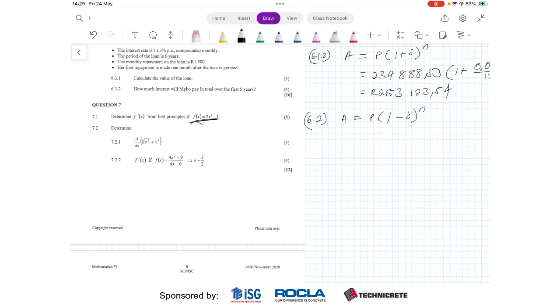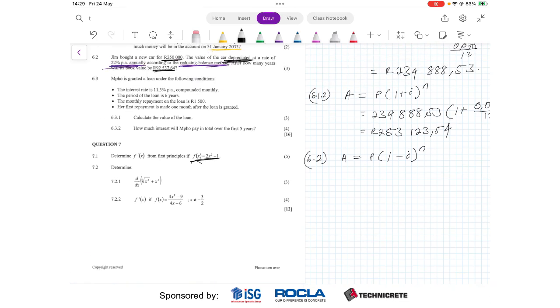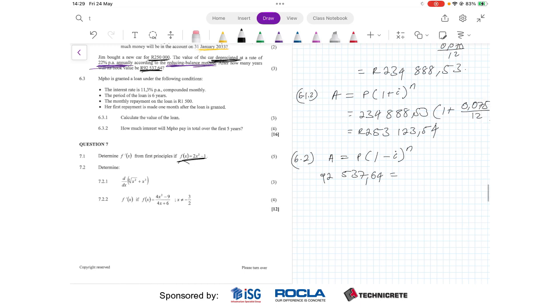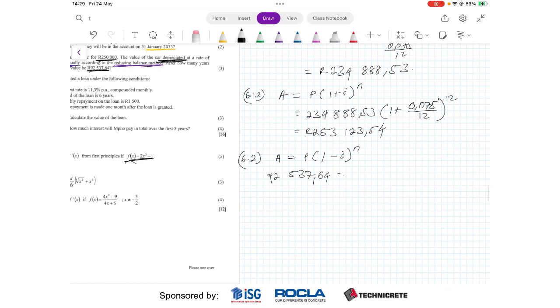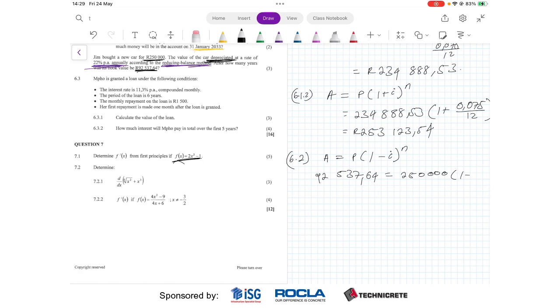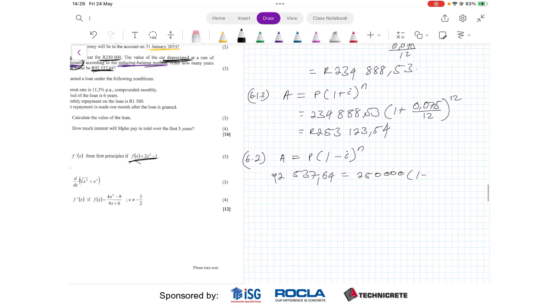So we know that at the end of the period, the car must have a value of 92,537.64. The initial amount, or the principal amount, is 250,000. 1 minus the interest, which is 22% per annum annually. So that means we don't have to divide by anything in this situation. We divide by 1 because it's 1 year. We divide by 1, 0.22 to the power n.